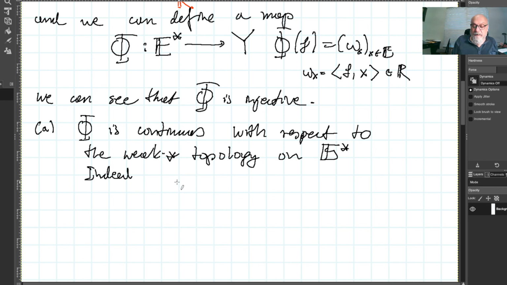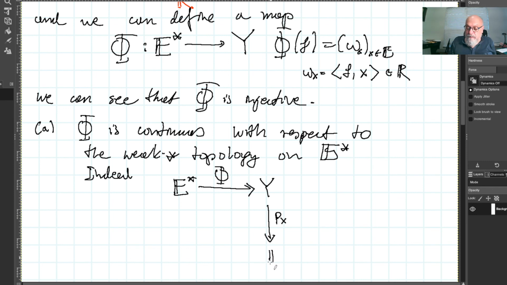If I take that map, I get here E star. I want to show that this map is continuous. This map will be continuous because this is the family that induces the topology on Y. Here I have projections px, going to R. So this map will be continuous if and only if this composition is continuous for every x.